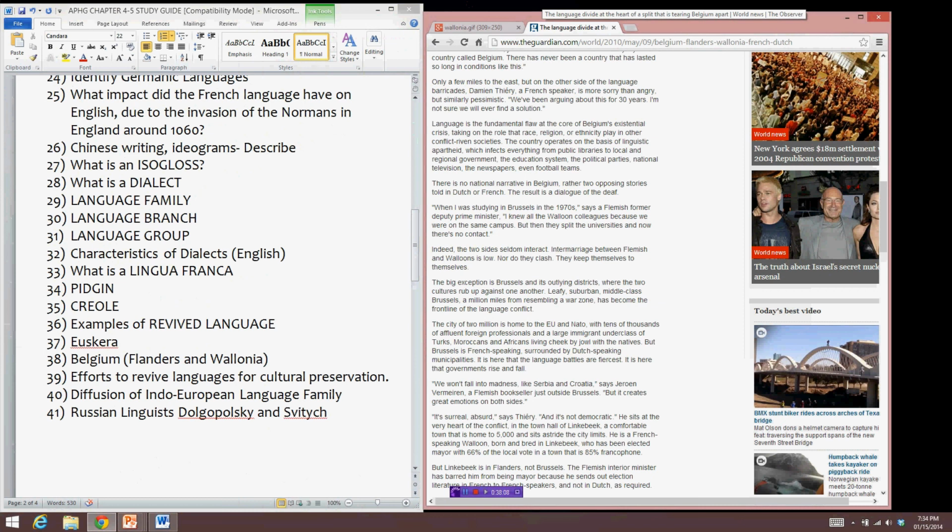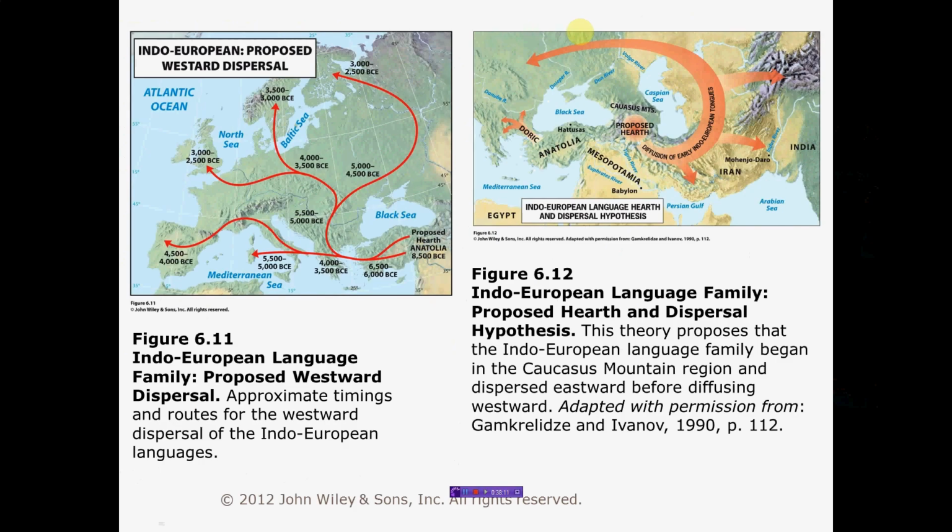Let me show you. This here is Figure 6-12, the map that I showed you in class about the Indo-European language hearth and dispersal hypothesis. And it's more popular than the Western dispersal because it also does the same thing, except most historians and linguists believe this is the proposed path of the earliest diffusion of the Indo-European language into Western Europe. It also supports the possibility that perhaps some people did travel westward from Anatolia, and also shows how these people up here will have spoken Indo-European language.